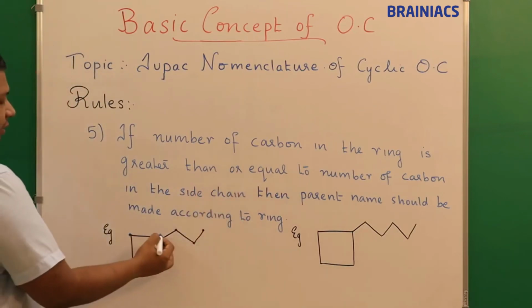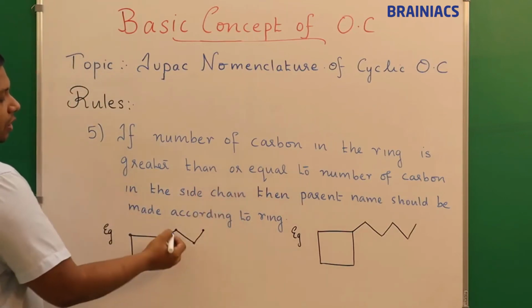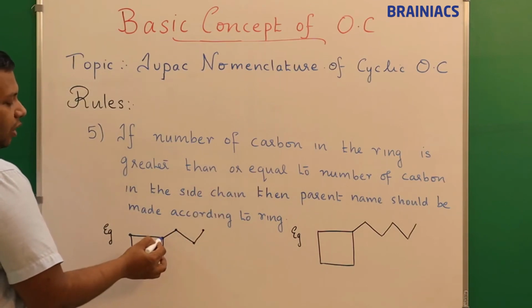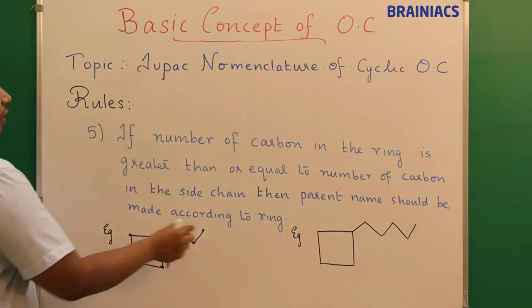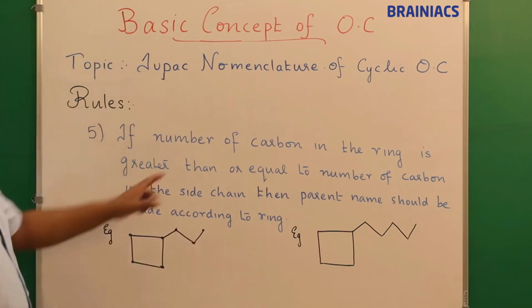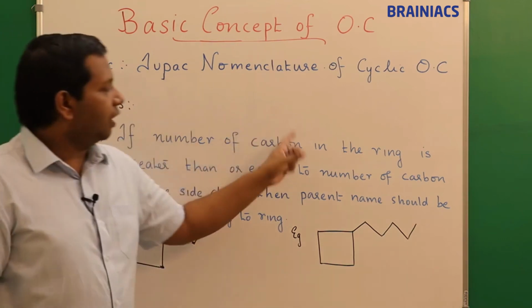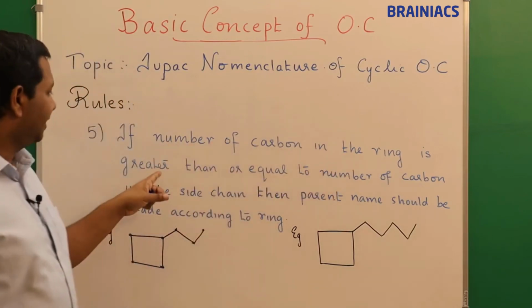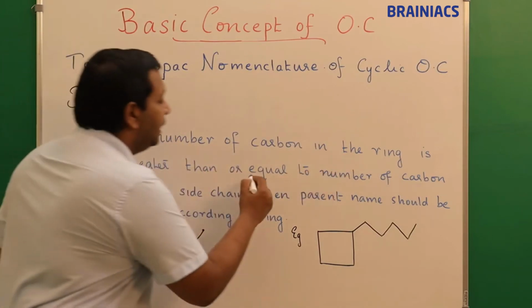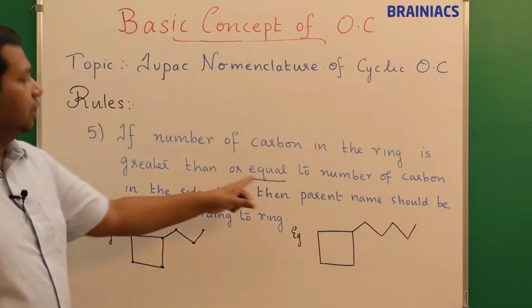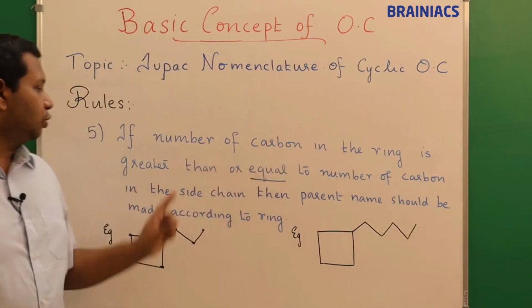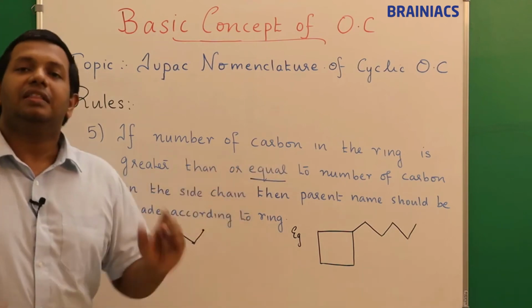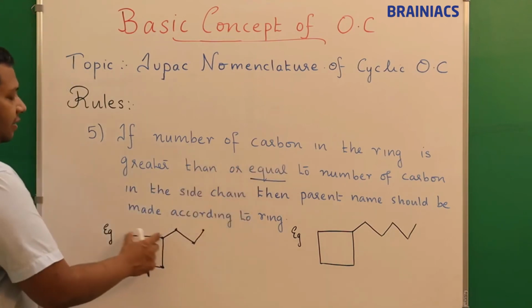Now for the ring, I have taken this and there is 4, I have found it. For the side chain also, I am taking this 1, 2, 3, 4. Now ring has 4 as well as the side chain has 4. Now what is the rule saying? If the number of carbon in the ring is greater than or equal to the number of carbon in the side chain, then the parent name should be made according to the ring. That means we should consider the parent as the ring.